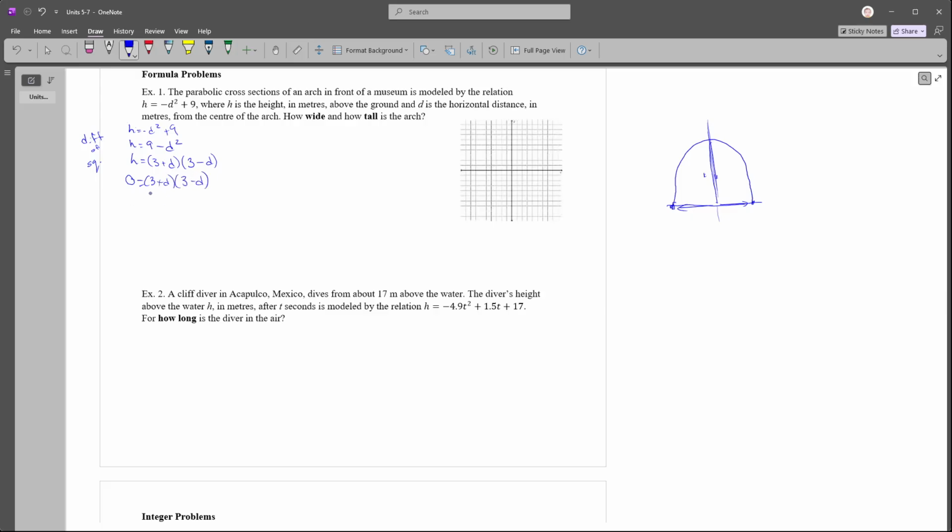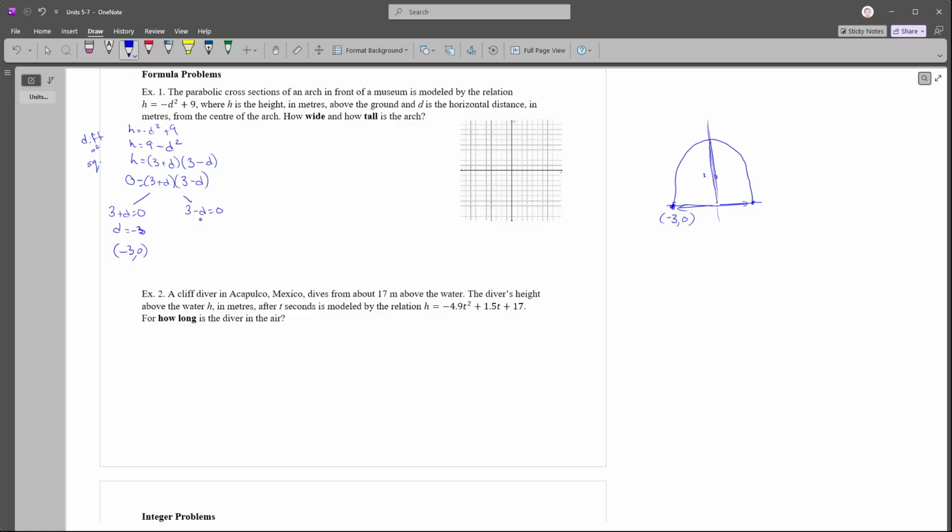Now we just need to solve for each component. So in this case, we have 3 plus d is equal to 0. And over here, we have 3 minus d is equal to 0. So we need to solve for d. We're just going to bring that 3 over to the other side. So we have d is equal to negative 3. So the horizontal distance is equal to negative 3. That's our first x-intercept. That's actually a coordinate because we're talking about coordinates in this case. So that's negative 3, 0.